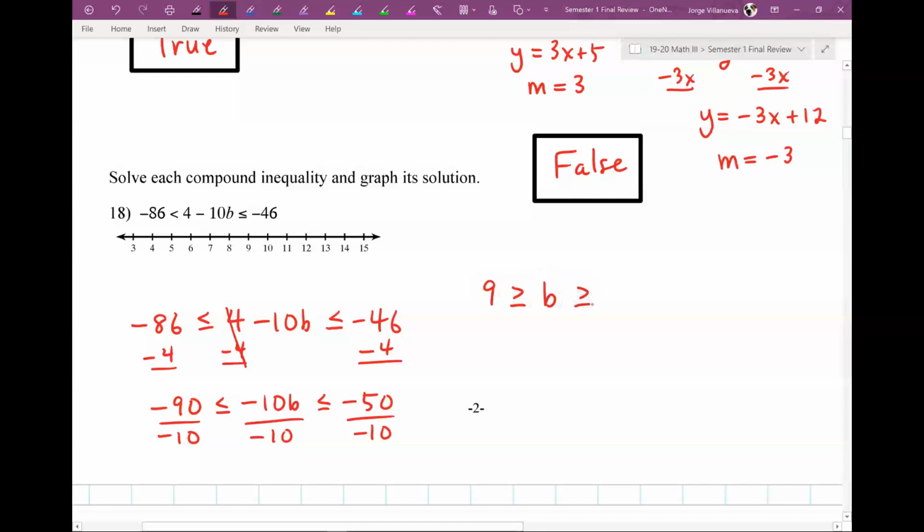Greater than or equal to, what is that? 5. Okay? So notice b is stuck between 5 and 9. You guys see that? All right, so I'm going to go right here. Here's 5. Here's 9. And your answer is found in between there. From 5 to 9. I know it doesn't look like that in the answer, but notice if you kind of flip all the numbers around and all the signs, this is basically what it looks like.